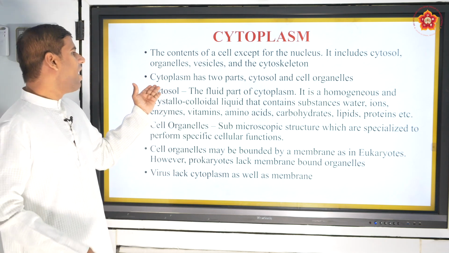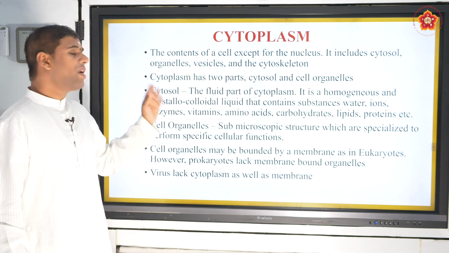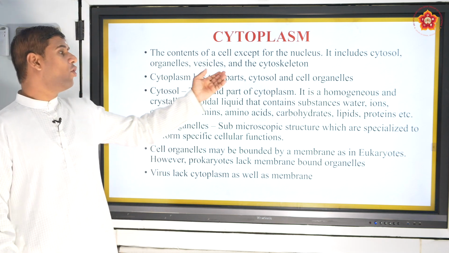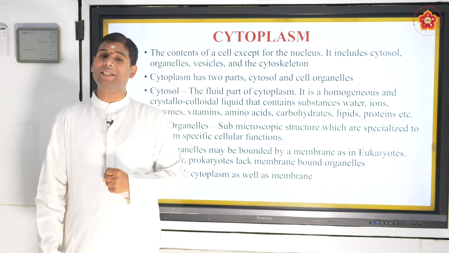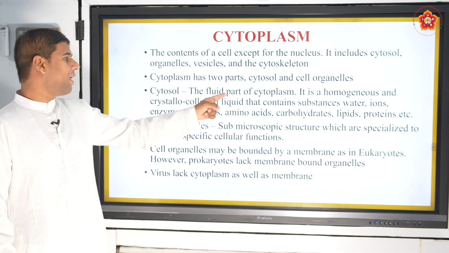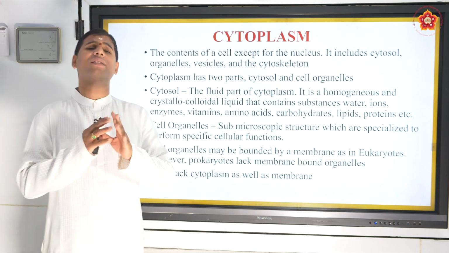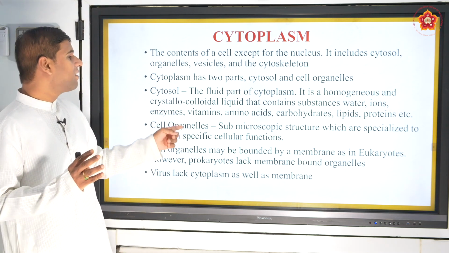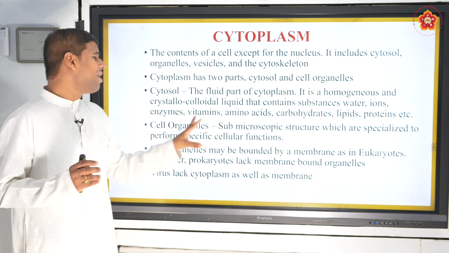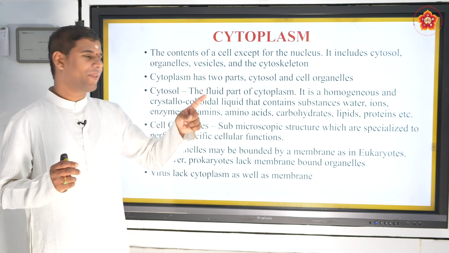And then you have this, it has two parts, that is the cytosol and the cell organelles. Now what is this cytosol? Well, the cytosol is nothing but the fluid part of the cytoplasm. And then it has a homogeneous and crystallocolloidal liquid that contains water, ions, proteins, enzymes, vitamins, carbohydrates, lipids, proteins, etc. The cytosol contains everything in it, alright?